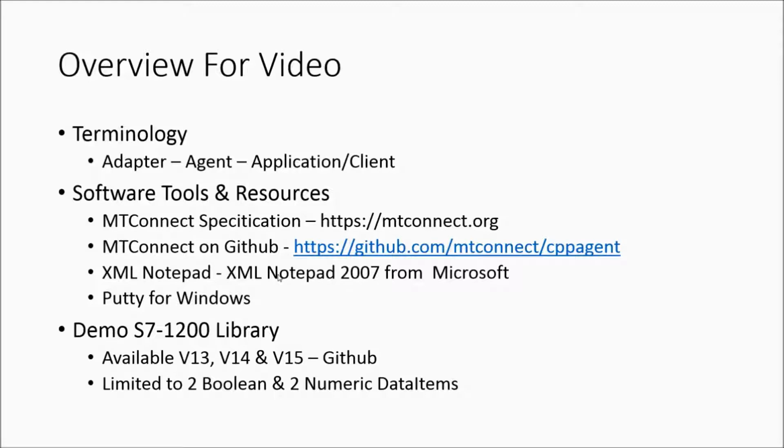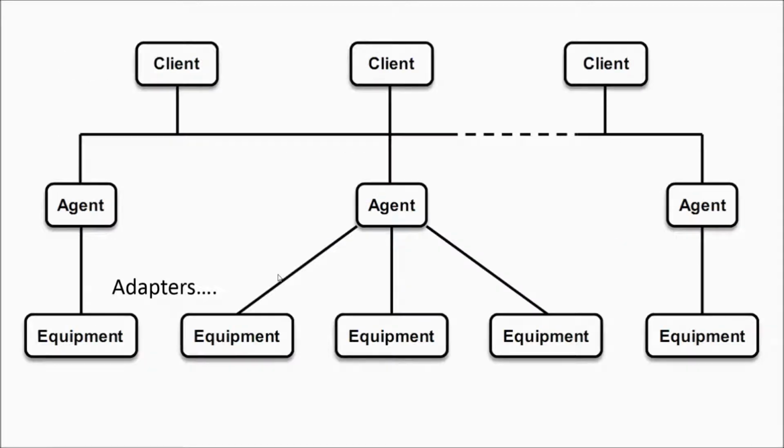First of all, the 30,000-foot view of MTConnect. We have at the top the client or the app, and each piece of equipment has an adapter, and that's what we're going to look at closely today. The agent is a data consolidator.